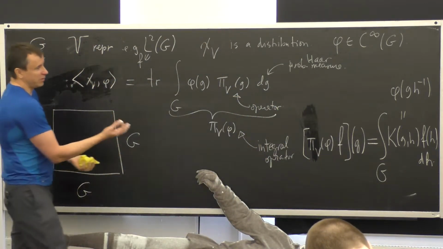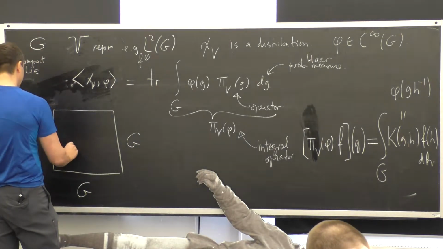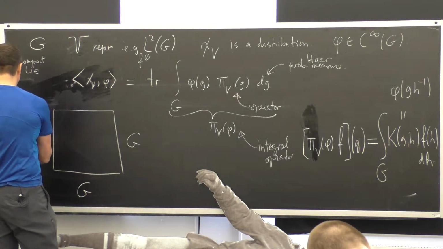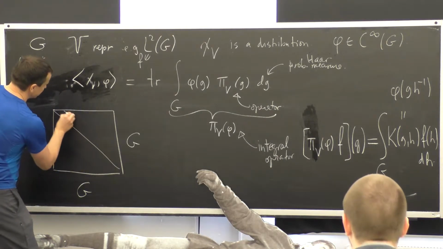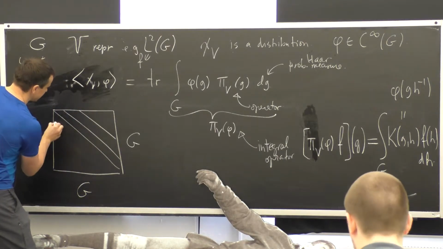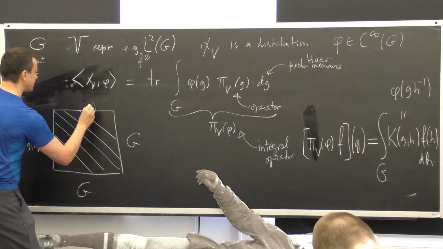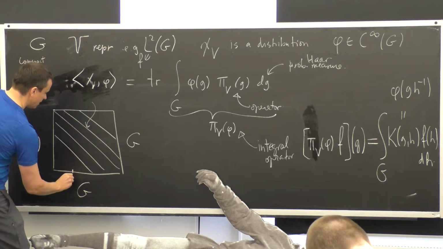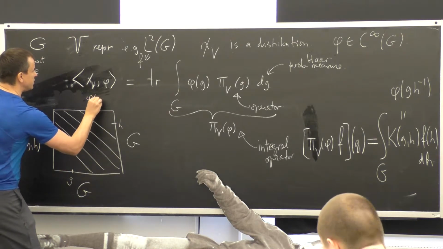This is my kernel k(g,h). Well, what it really is, is a Toeplitz-type operator. It means it's constant on the diagonals. On this diagonal, if there's an element g and an element h, it just takes the value phi of g h inverse.